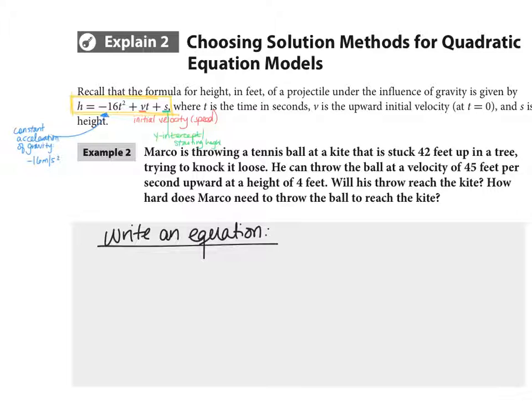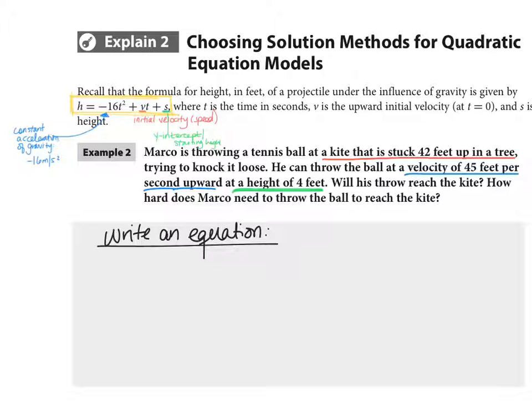So it says Marco is throwing a tennis ball at a kite. So he's going to be throwing the tennis ball up because it looks like the kite's stuck in a tree. I'm going to underline the kite is stuck in a tree 42 feet up in the air. He's trying to knock it loose. He can throw the ball at a velocity of 45 feet per second upward. So that's going to be a positive velocity because it's moving up at a height of 4 feet. That means the ball is going to start 4 feet off the ground.